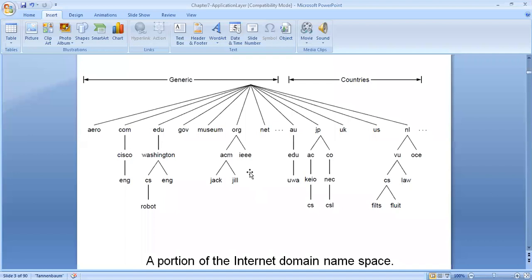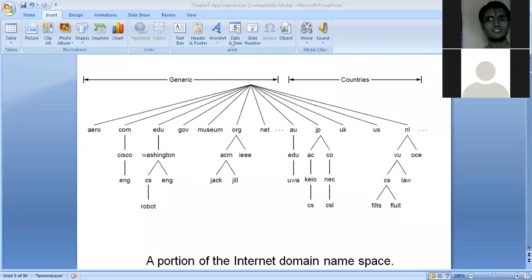Now if I want to access some information like Washington, it has washington.com or .cs like this. So let us understand this in a more detailed way.